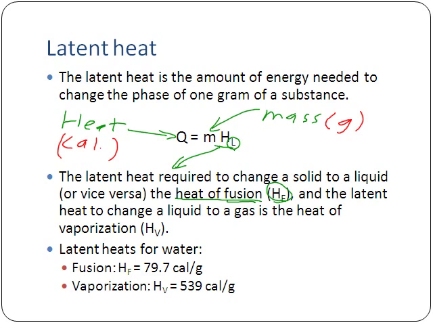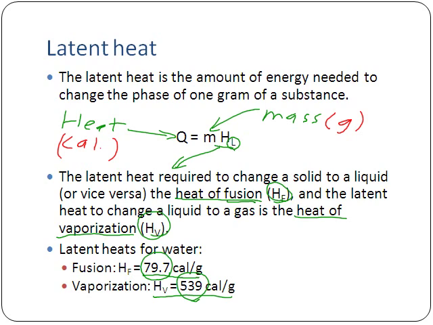Now, if instead of melting or freezing we're vaporizing something, the amount of heat required to change from a liquid to a gas is called the heat of vaporization. And instead of H_L, we use H_V here. For water, the heat of fusion is 79.7 calories per gram. The heat of vaporization is 539 calories per gram. So you can see it takes a whole lot more energy to vaporize water than to melt it. If I have a gram of ice, it only takes 79.7 calories to melt that ice. If I have a gram of water, it takes 539 calories to vaporize that water completely into steam. And so this is what latent heat is.